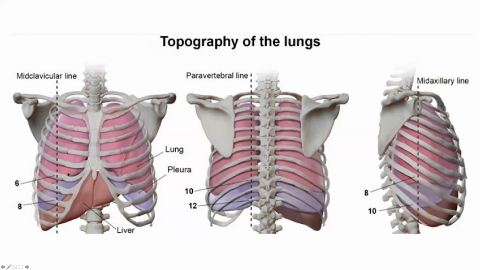Mid-clavicular line, we know where the lung ends, where the pleura ends, and from the back where the lung ends, where the pleura ends, and from the side where the lung ends, where the pleura ends. Now, someone is asking me a question. We always say when we are doing a pleural tap, we go from the back.